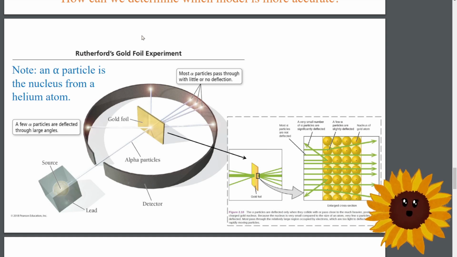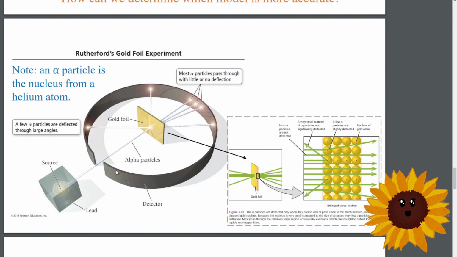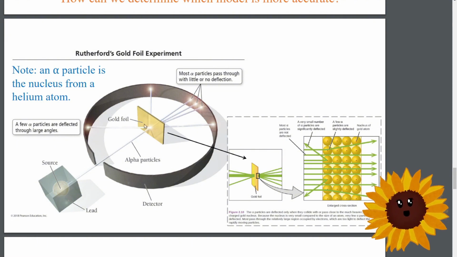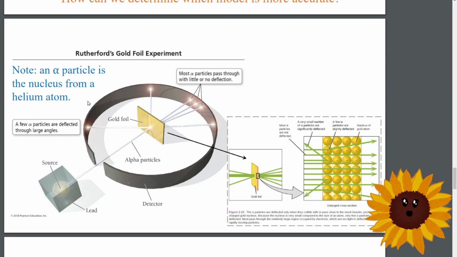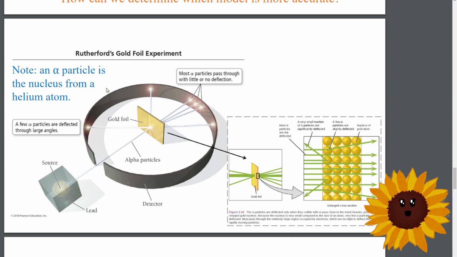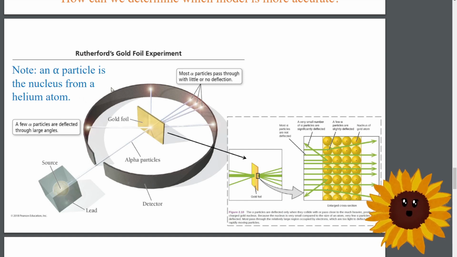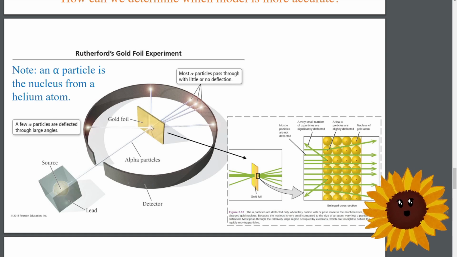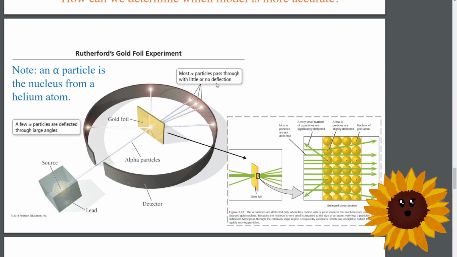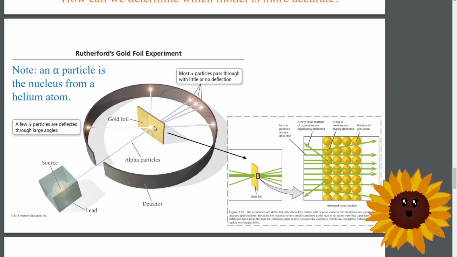So this is Rutherford's gold foil experiment. He had this entire detector around here, and he had a piece of gold foil, and he had a source of light with the lead, and he put alpha particles through it. So an alpha particle is the nucleus from a helium atom. A helium atom has 2 protons and 2 neutrons, I think. And a few alpha particles were deflected through large angles. So some went through fine, with little or no deflection, but some went really wide, and some were even deflected back.